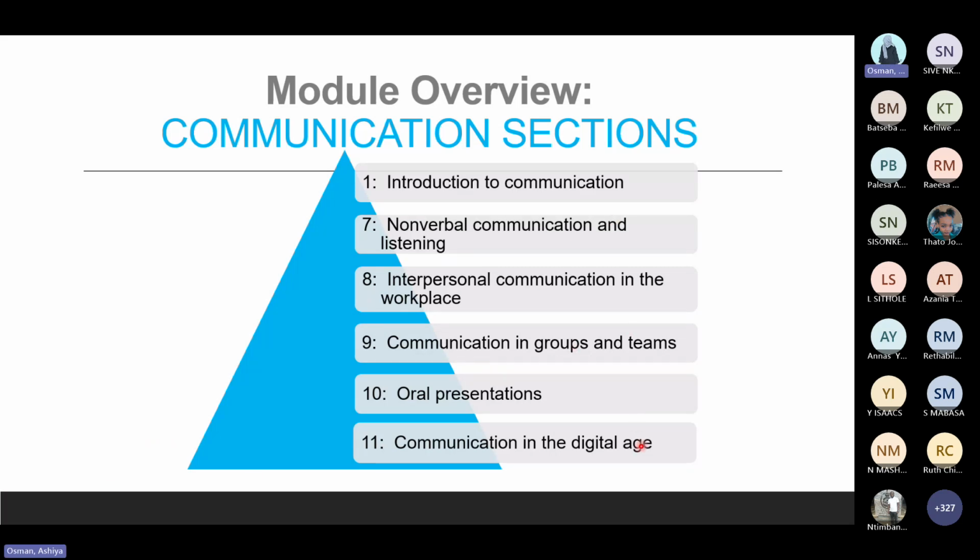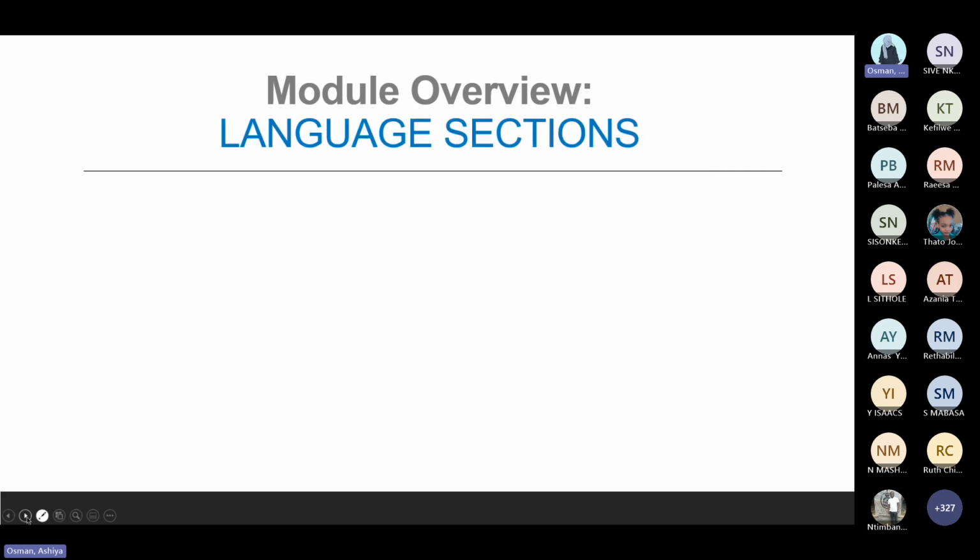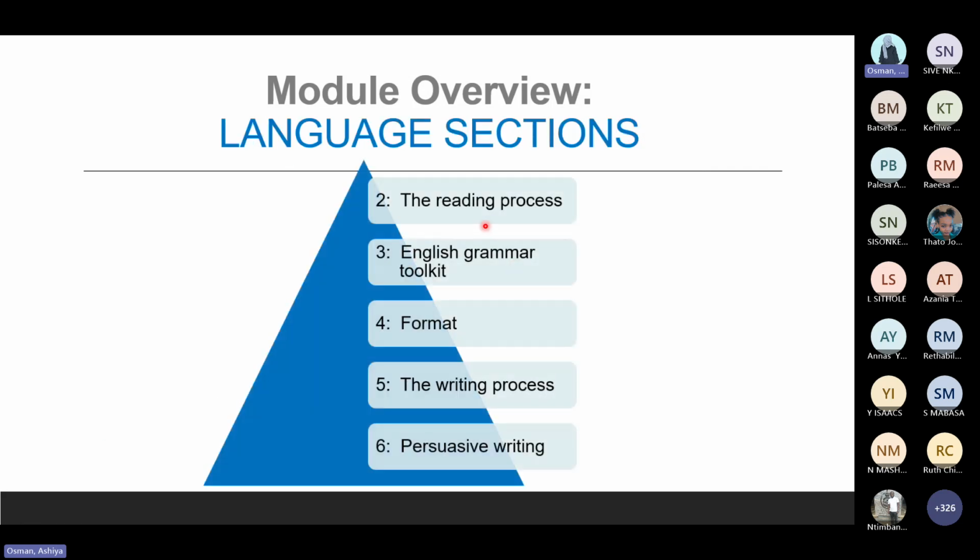So these are your communication sections. Learning unit 8, interpersonal communication in the workplace. Learning unit 9, communication in groups and teams. Learning unit 10, oral presentations, and learning unit 11, communication in the digital age. All right. The language sections, learning units 2, 3, 4, 5, and 6. All right. So you can see it goes in order.